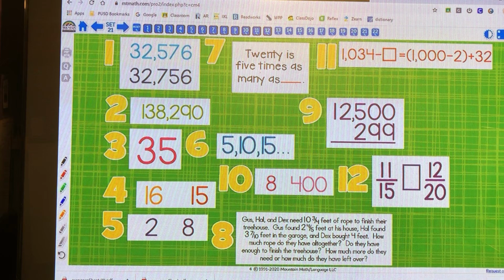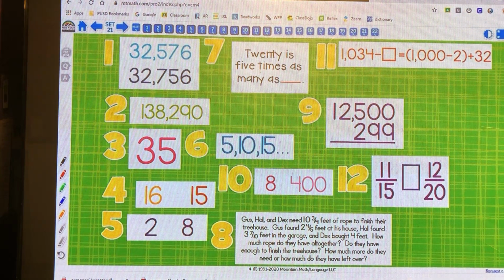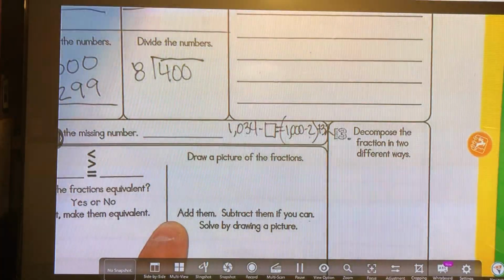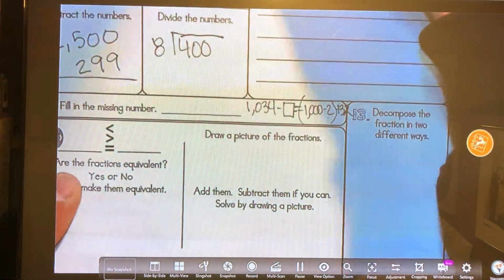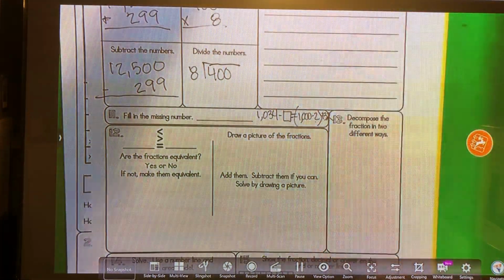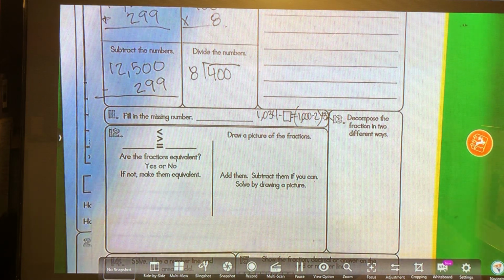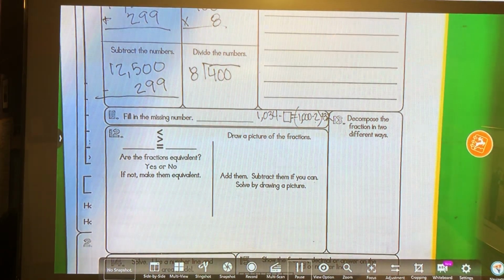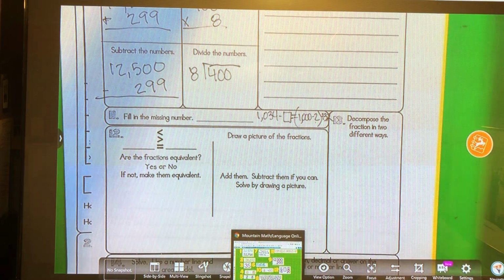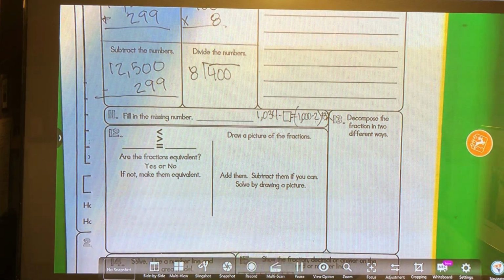We have 11/15 and 12/20. Zoom on out. The word zoom is just going around everywhere, huh? Even without the technology. I think I say zoom a lot. 11/15 and 12/20.